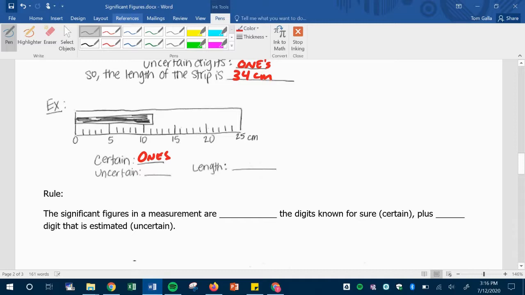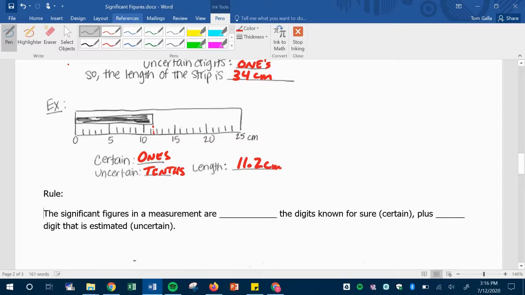And so what that means is our uncertain digit, we're guessing the tenths. And since we're guessing the tenths, as we come down here and look at it, to me, we're confident in saying that it's 11, but it's 11 point something. And to me, that looks like it's about 11.2 centimeters.